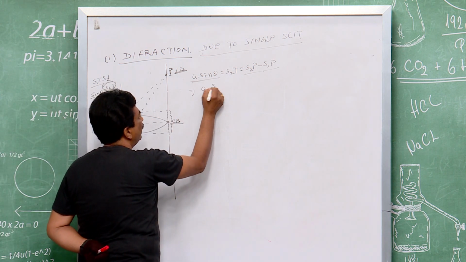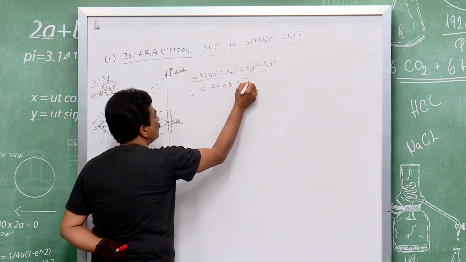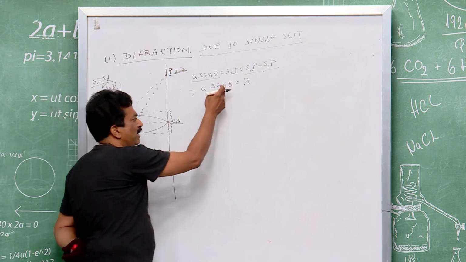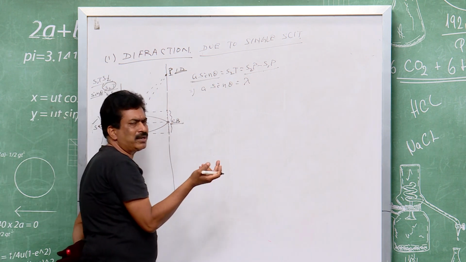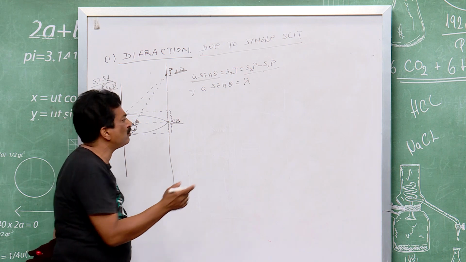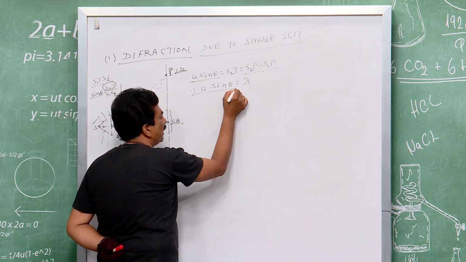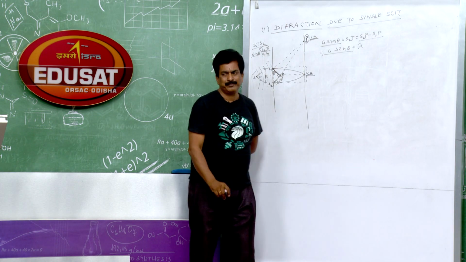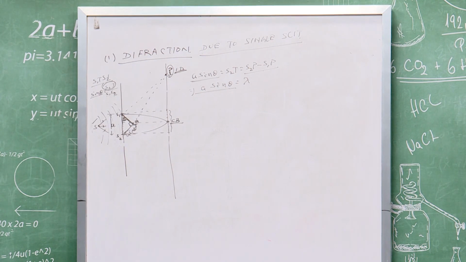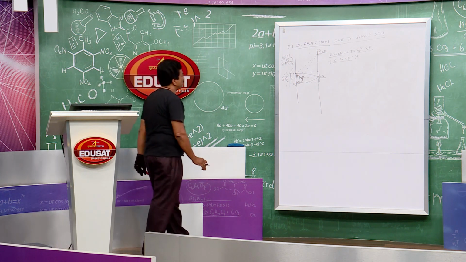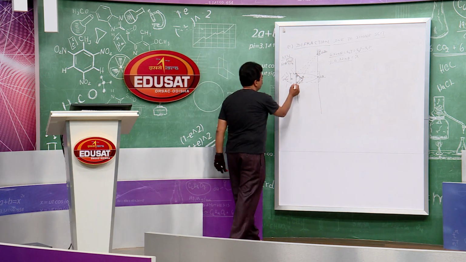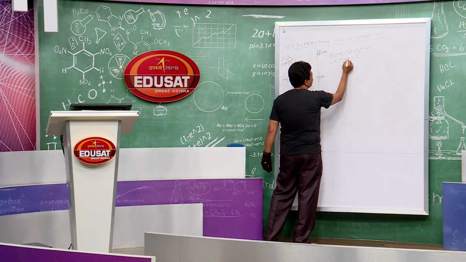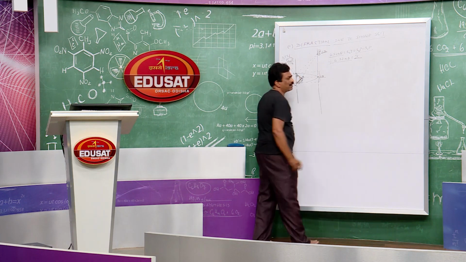Suppose you take A sin theta equal to lambda, or A sin theta equal to 2 lambda, or A sin theta equal to multiples of lambda by 2. For the different values of A sin theta taken, accordingly we will get the point P. So from the diagram it is clear that this A sin theta is the path difference. Suppose A sin theta is equal to lambda, we will take.